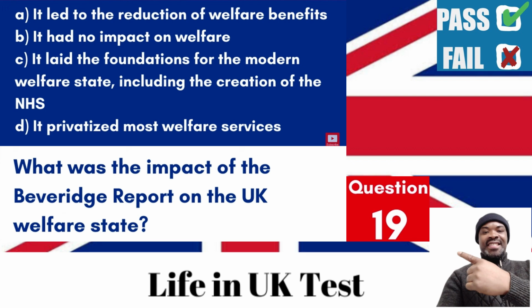Question 19. What was the impact of the Beveridge Report on the UK welfare state? A. It led to the reduction of welfare benefits. B. It had no impact on welfare. C. It laid the foundations for the modern welfare state, including the creation of the NHS. D. It privatized most welfare services.